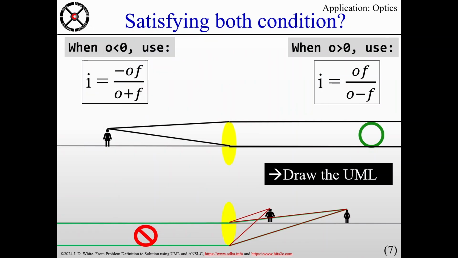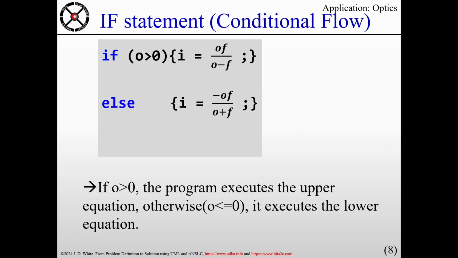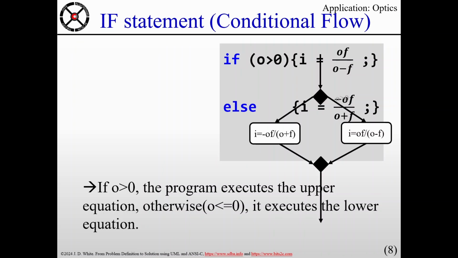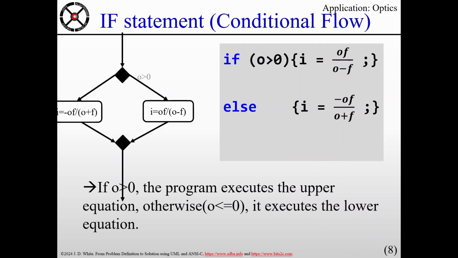So once we have our UML, let's now move our UML into C code. Here would be the C code. If O is greater than 0, I'll copy my UML across. You can see we're just moving our UML here. I'll move this out of the way and put my UML here so you can compare them. If O is greater than 0, we do IF equals OF over O minus F. Otherwise, IF equals minus OF over O plus F.